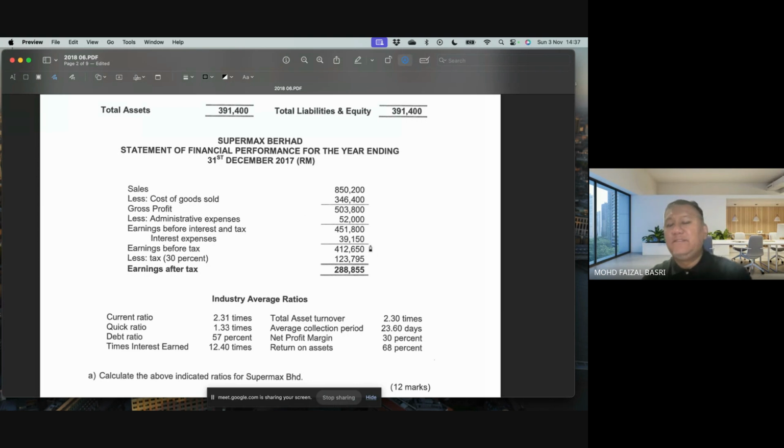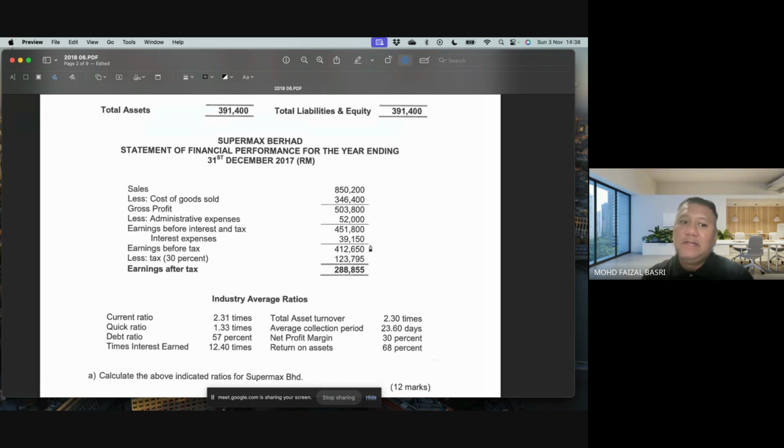So berapa tu? 451,800 divide by 39,150. Dapat, it's about 11.54 times. Alright, and as compared to industry average, the industry average is at 12.4 times. So dalam case ni, Supermax Berhad's times interest earned is lower than the industry's average of 12.4 times. So this indicates that the firm has lower ability to service its debts.